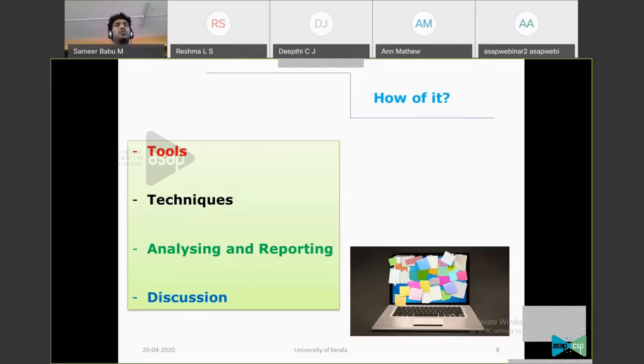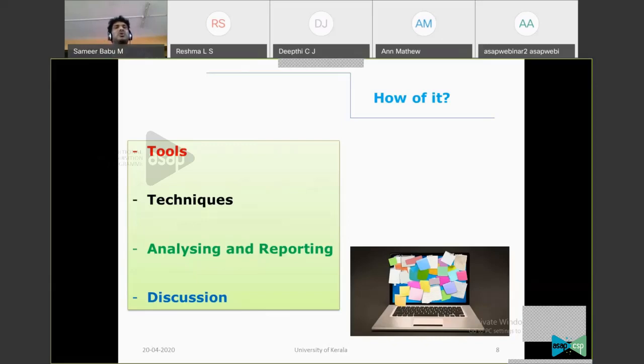Now comes the tools. Once the sample is decided, we go to the tools of research. There are many tools of research. Generally speaking, everyone says questionnaire. Actually, questionnaire is one of the tools, not the only tool of research. There are many tools of research. Let me list them out. One is a checklist.